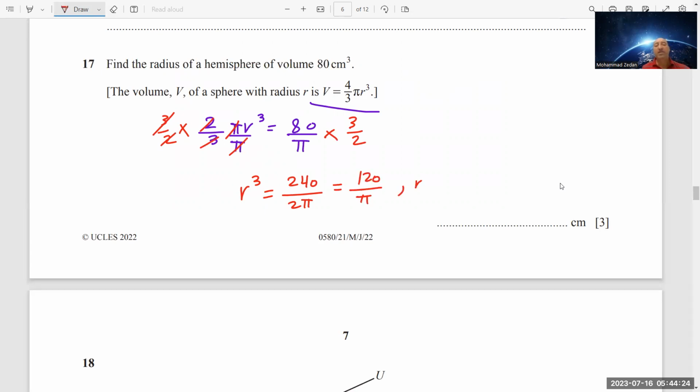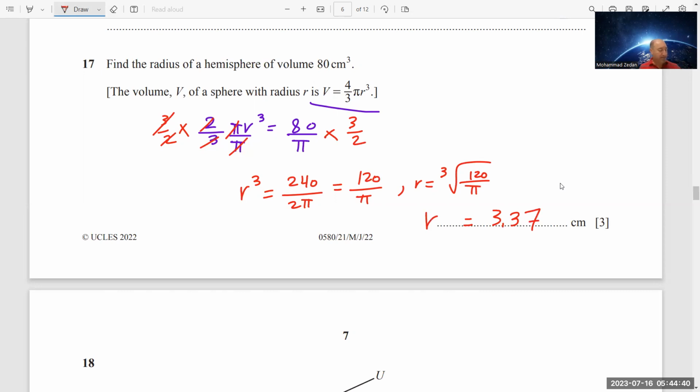After that, r is equal to the cube root of 120 over pi, which you can find with a calculator, about 3.37. This is the value of r.